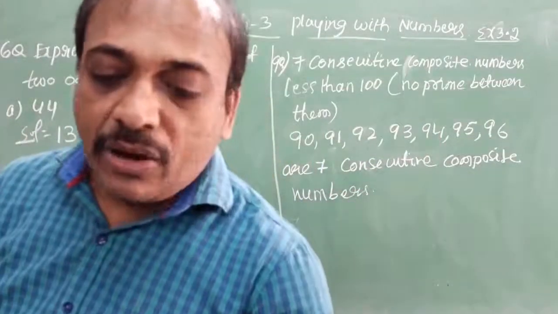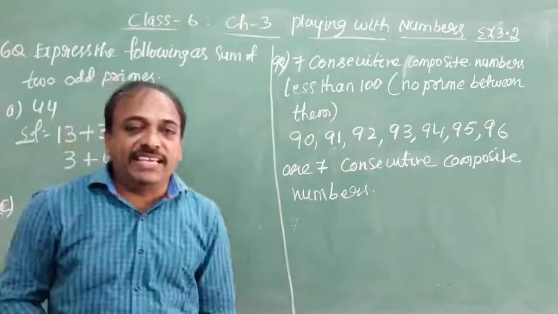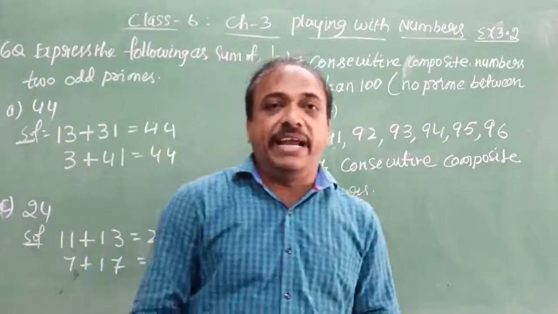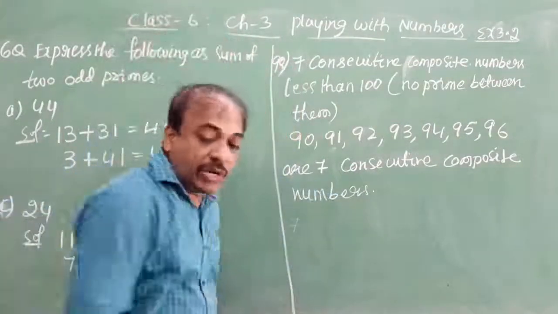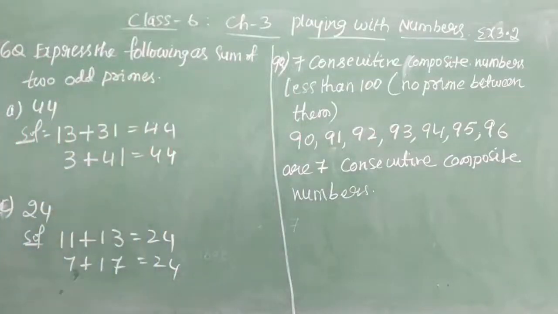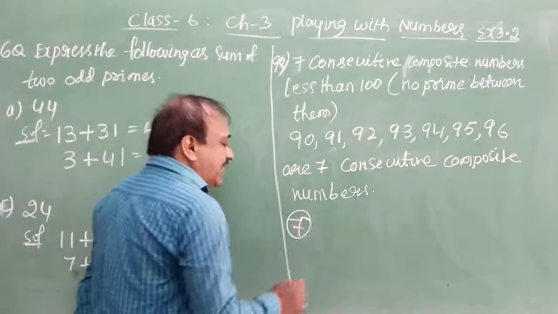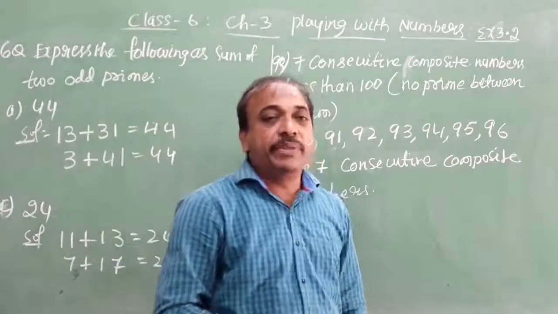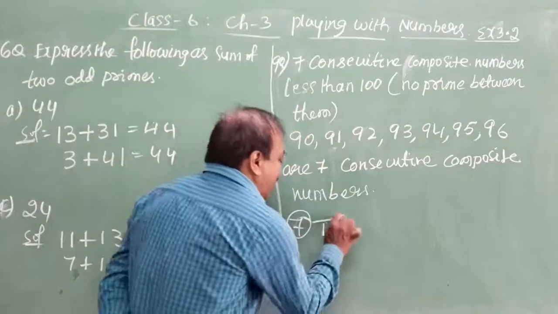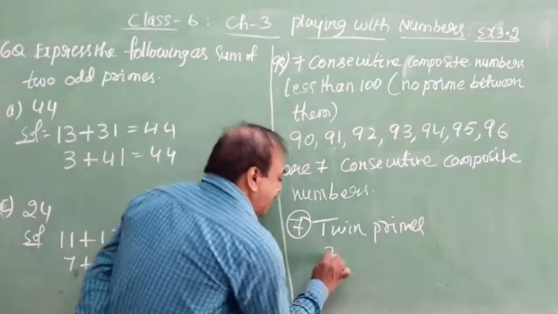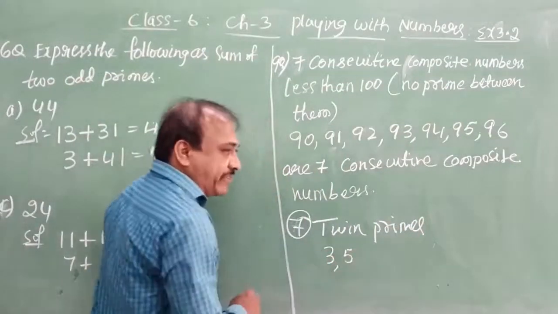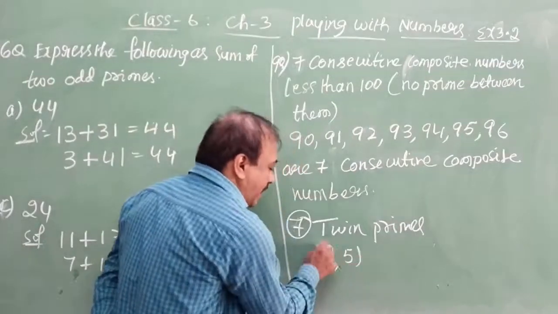Is it clear? Now, twin prime numbers were asked. Twin prime numbers, I explained the definition: the difference between the primes must be 2. This is question number 7, which I am explaining here. If the difference is 2, we call them twin prime numbers. So you have to identify such twin primes. What are the twin primes? Like 3, 5. You see the difference between 3 and 5? 2 only. This is one pair.